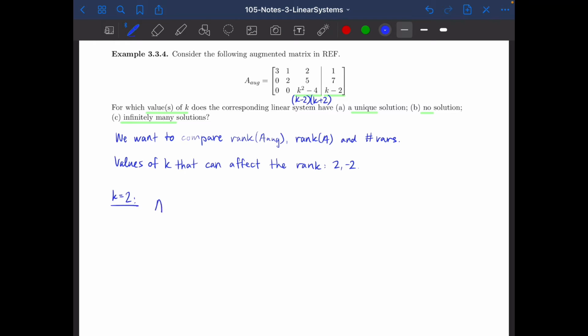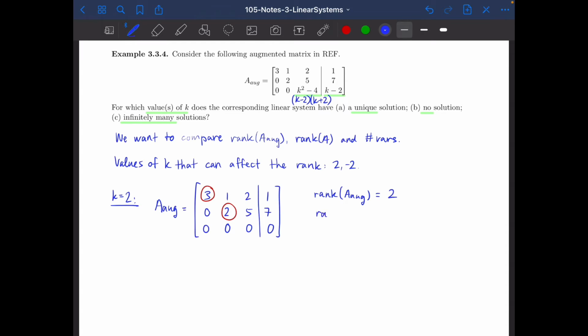Well, then we have a new augmented matrix. In the first row, we have 3, 1, 2, 1. In the second row, 0, 2, 5, 7. In the third row, we have 0, 0, 0, 0. That's if k is equal to 2. And so what is the rank of this new augmented matrix? How many leading entries do we have? 1, 2. And so the rank of the augmented matrix is 2. And the rank of the coefficient matrix is also 2. Therefore, the corresponding linear system is consistent.